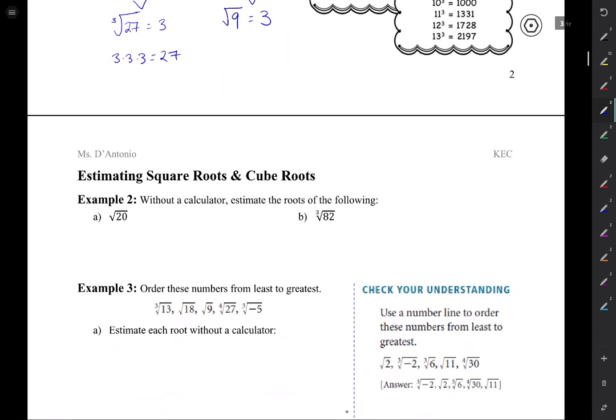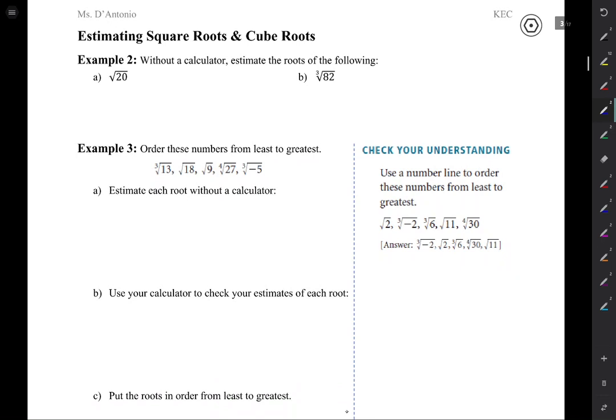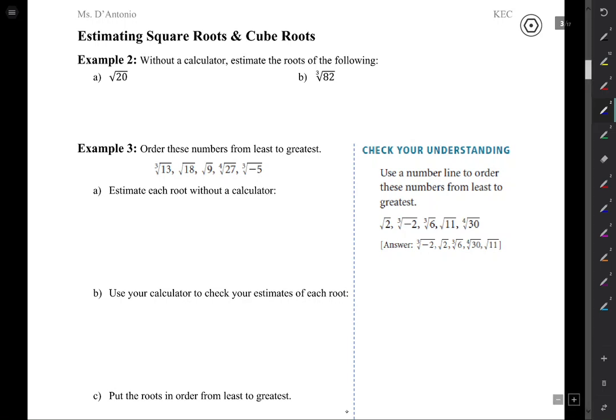Now let's look at estimating square roots and cube roots. This is something you did in grade 9. I'm not sure if you estimated cube roots in grade 9, but it's the same thing except with perfect cubes as opposed to perfect squares. This is how I teach estimating square roots in grade 9. Remember, we're not allowed a calculator in this unit, so we need to be able to estimate some of these numbers. So let's look at the square root of 20.